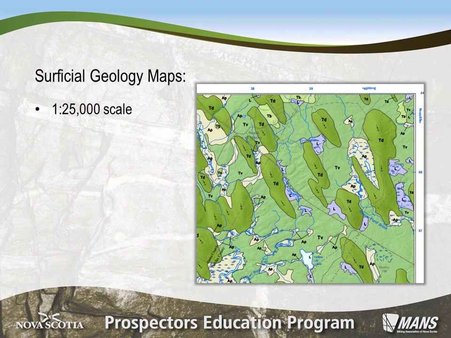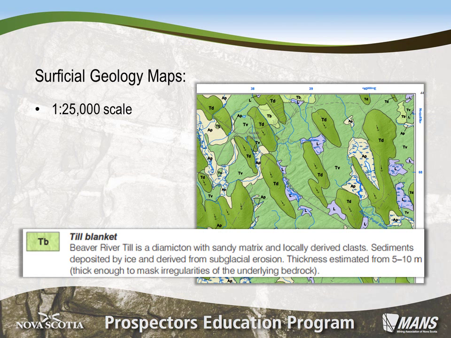Here is an example of a 1 to 25,000 scale surficial geology map produced by the Nova Scotia Department of Natural Resources in 2011. As you can see, much more detail is visible at this scale. This clip of the legend describes one of the surficial units in this map.